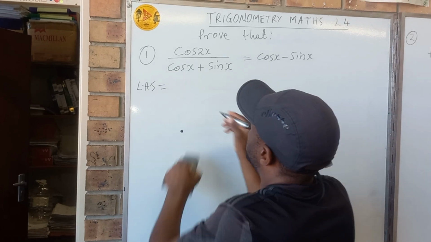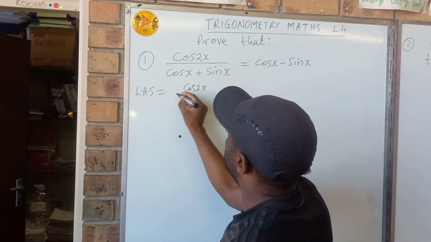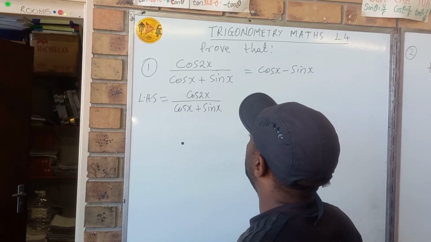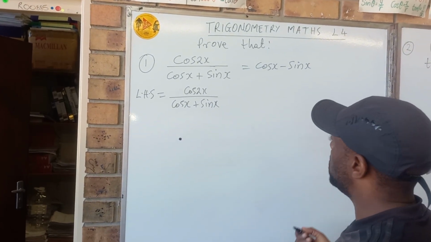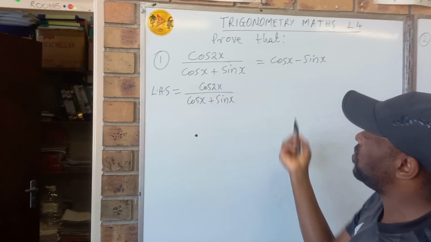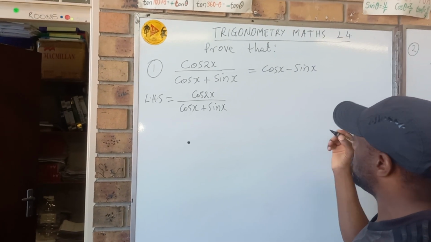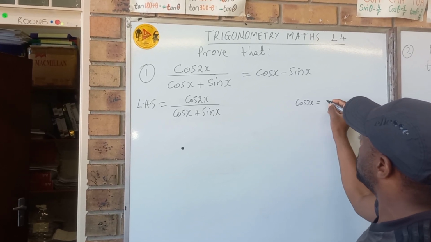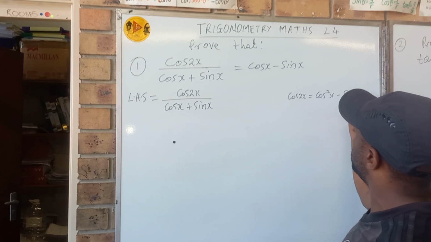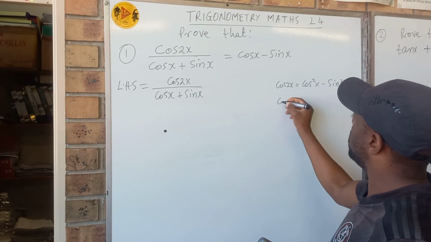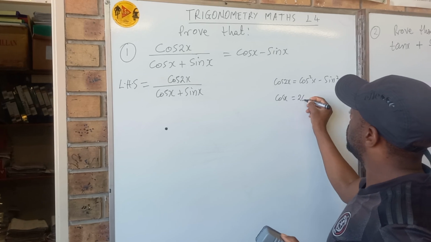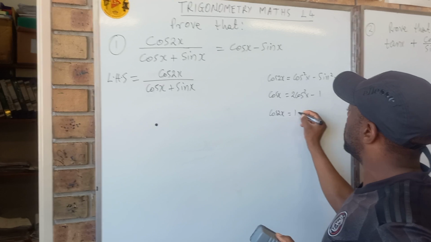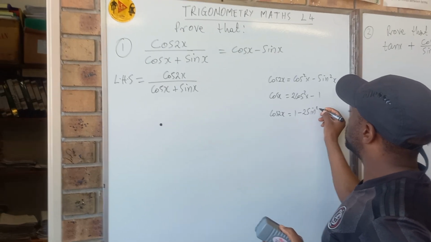Sorry, it's cos 2x divided by cos x plus sin x. If I start with this side, one thing that is easy for me is the formula for cos 2x. But you must know that cos 2x is a bit technical because it has three formulas. Cos 2x can be written as cos squared x minus sin squared x, or cos 2x can be 2 cos squared x minus 1, or cos 2x can be 1 minus 2 sin squared x.